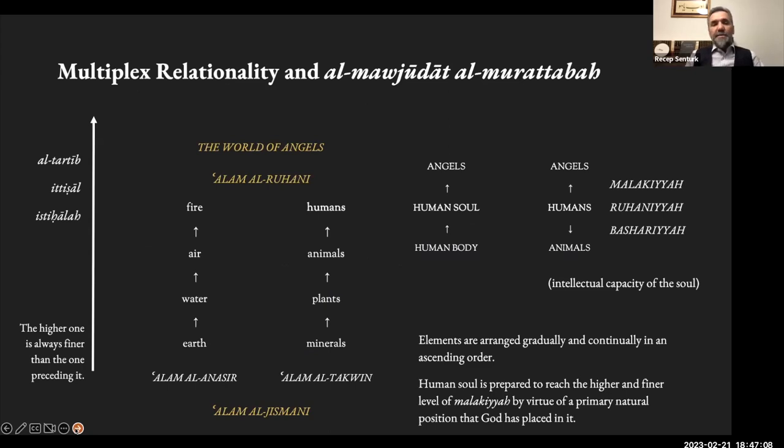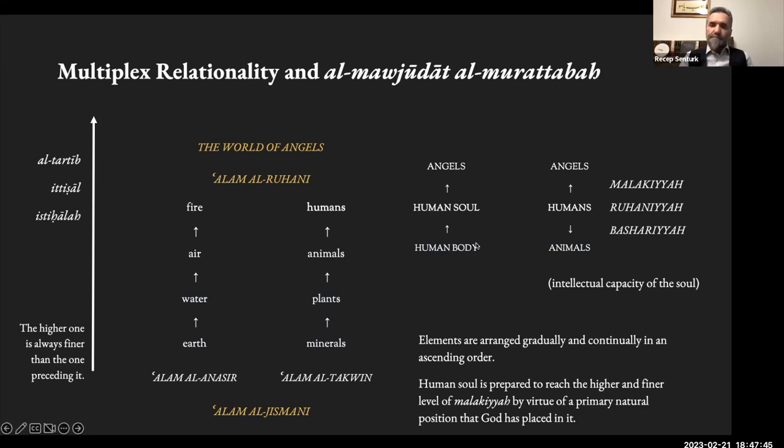So multiplex relationality may be described as follows. There is alam al-jismani, the material world, and the material world is of two types, alam al-anasir and alam al-takwin. Alam al-anasir: earth, water, air, and fire. Alam al-takwin: minerals, plants, animals, and humans. So you see this hierarchy, you see these levels of existence.